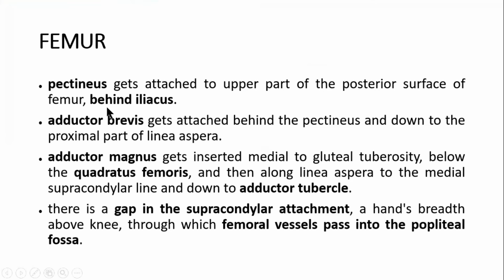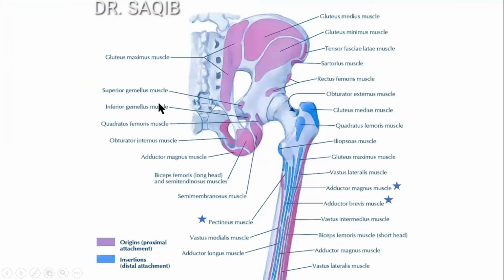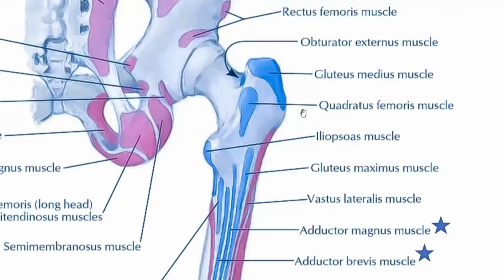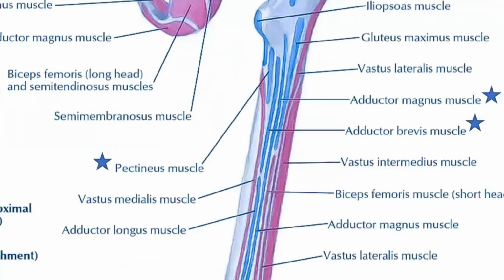Now the pectineus muscle gets attached to the upper part of the posterior surface of the femur behind the iliacus. This is the pectineus muscle, right? Let me enlarge again for you. Here you can see this is the pectineus, this is the pectineus attachment.